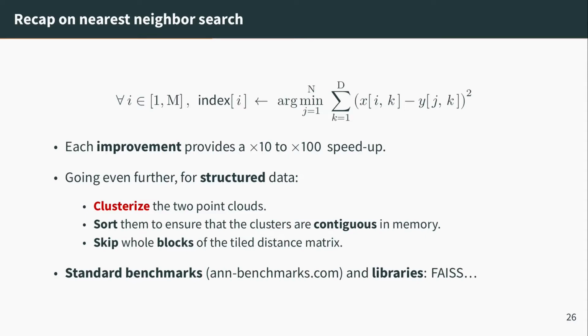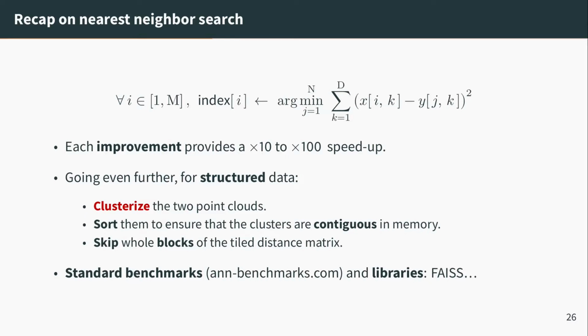The idea is that, to perform nearest neighbor search, you're just interested in points that are in your rough neighborhood. You don't have to perform nearest neighbor queries with all the points in the data set. So what you can do is you clusterize your two point clouds to have rough regions, know that, okay, some points are more on the right, some points are more on the left. Then you have to sort your two point clouds to ensure that your clusters are stored contiguously in memory.